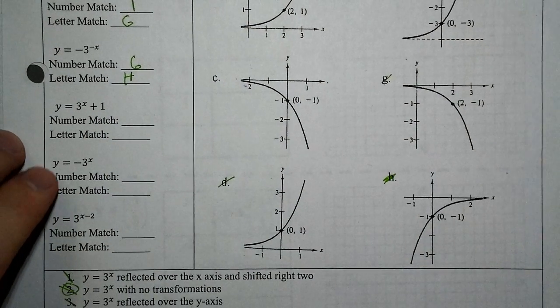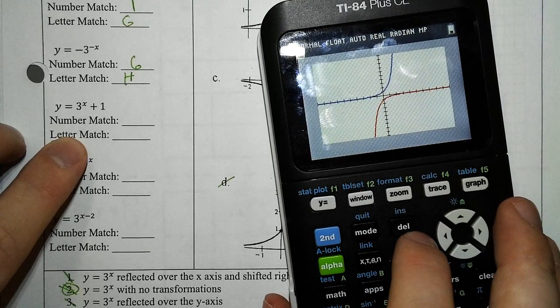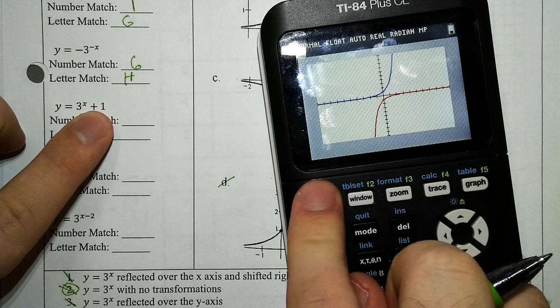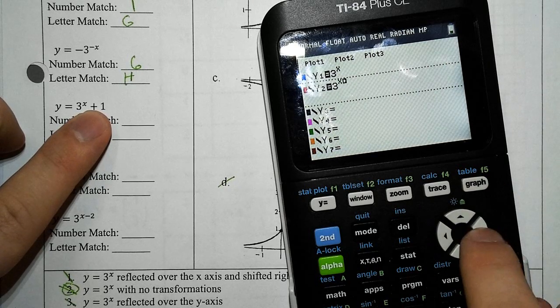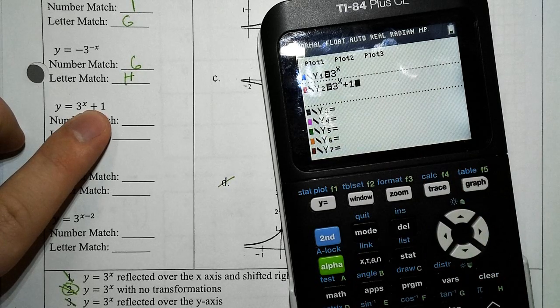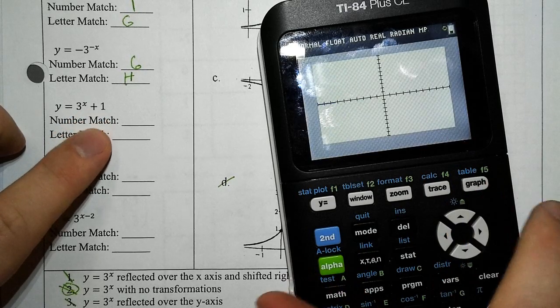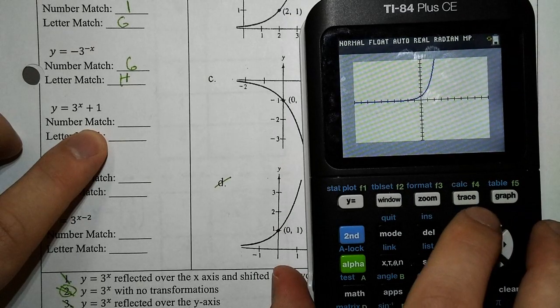All right, now let's try this one. Y equals 3 to the x and then +1. So let's go to this, erase the second one, type in 3 to the x, and then arrow over to drop it down, +1. Say graph. So there's a blue line.